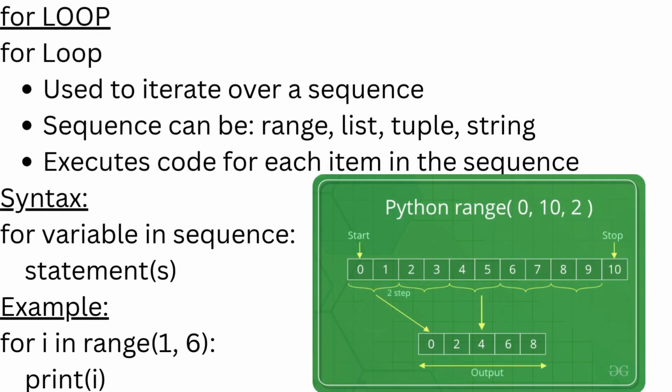The for loop is used to iterate over a sequence such as a range, list, or string. Unlike the while loop, the for loop does not require manual condition updating. Python automatically takes the next value from the sequence in each iteration. In this example, the range function generates numbers from 1 to 5, and the loop prints each number one by one. The for loop is simple, readable, and very commonly used in Python programs.